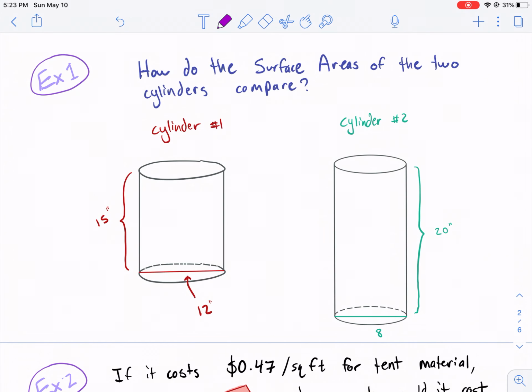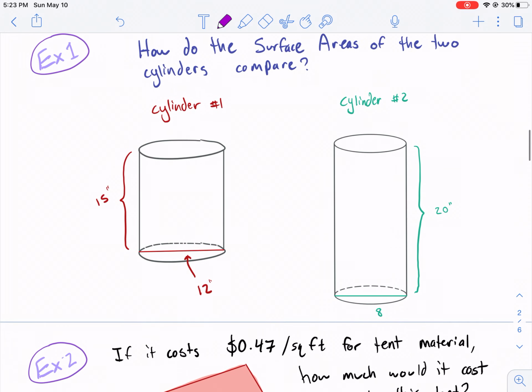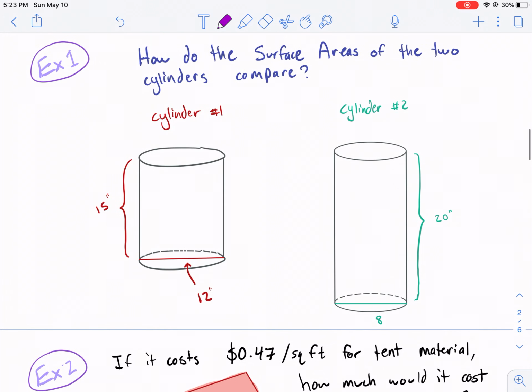We're going to do part 2 of our surface area and volume of cylinders and prisms. So our first problem we have is how do the surface areas of the two prisms compare? We have a short, fat one, and we have a long, skinny one, and we're going to see how they compare.